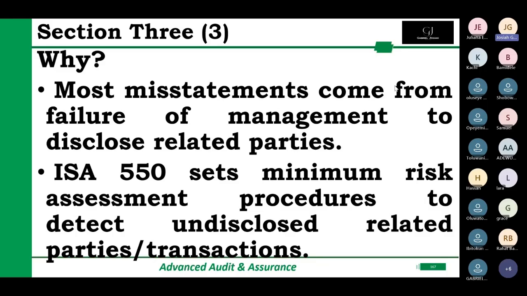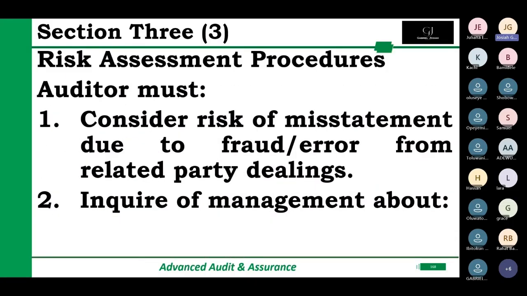Okay, so why the disclosures: most misstatements come from failure of management to disclose these related parties, and most of the time it is intentional. So ISA 550 sets minimum risk assessment procedures to detect undisclosed related party transactions, and that is why this standard came to the fore. It's very important because the auditor must consider the risk of misstatement due to fraud or error. Fraud is intentional, error is unintentional, from related party dealings.